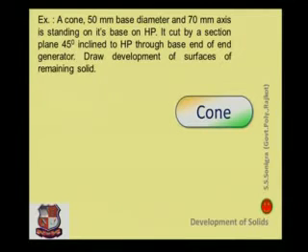Again read the given data here. It is given that the cone of base diameter 50 mm and 70 mm axis is standing on its base on the horizontal plane. It is cut by a section plane 45 degree inclined to the horizontal plane through the base end of the end generator. Now think about the first line. In the first line it is given that the diameter is 50 mm and height is 70 mm and it is resting on the horizontal plane.